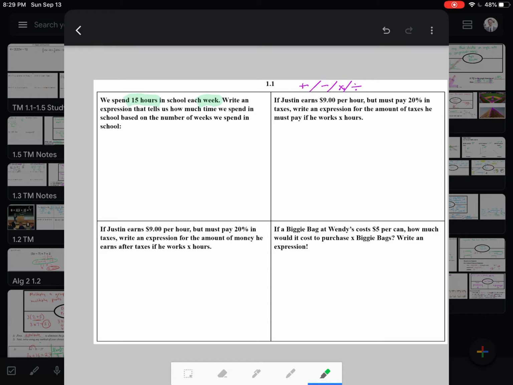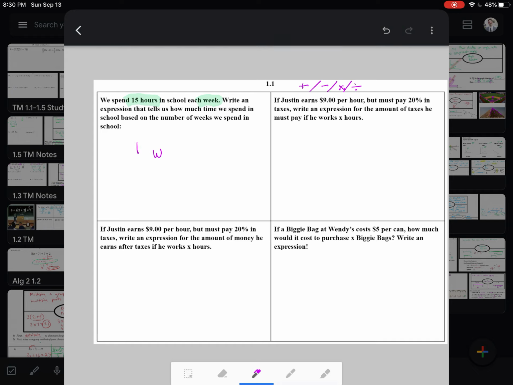So they don't give us a variable, we get to choose here. I'll use W as my variable for weeks. And I have to determine now which of these 4 operations from above do I want to use. So if I spend 15 hours in school each week, am I adding 15 to the number of weeks? So let me think about that in my head. So week number 1, add 15 hours, I get 16. That doesn't work. I don't spend 16 hours in school. Subtracting also doesn't work.